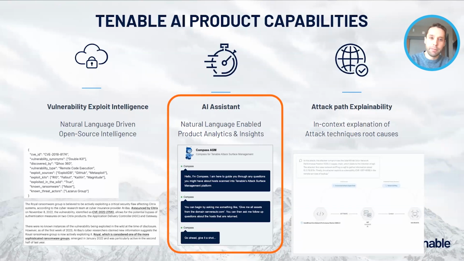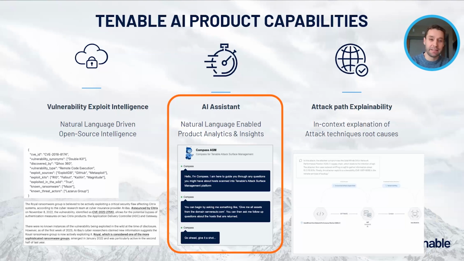We named this project Compass. You're going to hear this name in the second part of this presentation. This AI assistant is really a chatbot that helps decision makers and security practitioners know what they have to do when they need to deal with cyber risk.